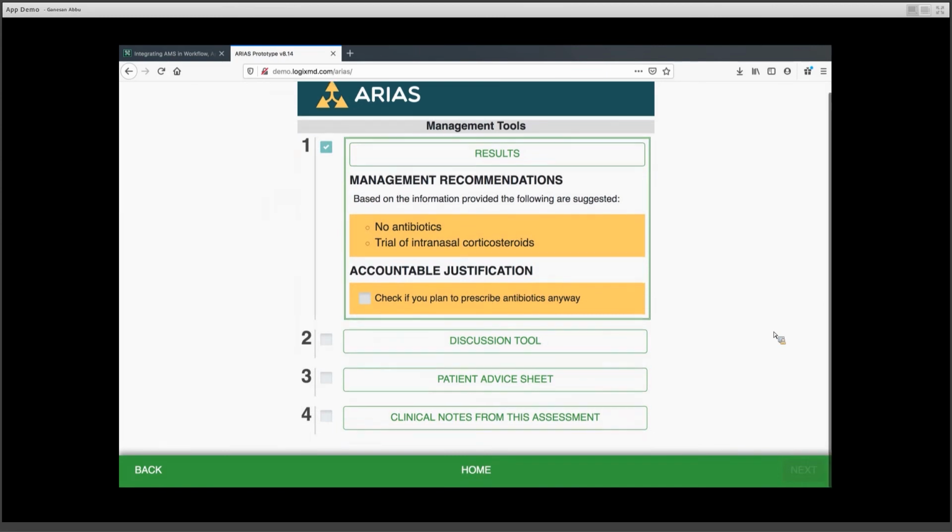And this is the final screen, and the recommendation is against antibiotics, and you can see that is highlighted here: no antibiotics are recommended, but a trial of intranasal corticosteroids is suggested.